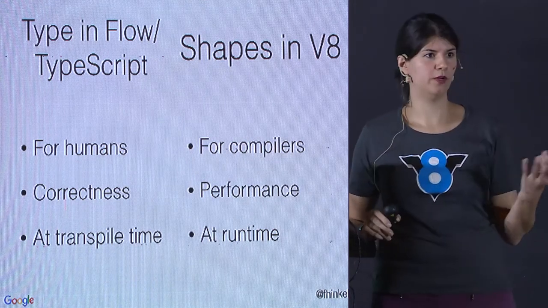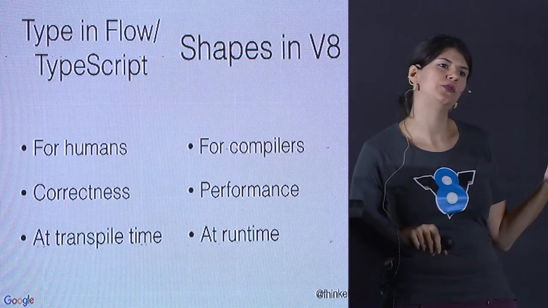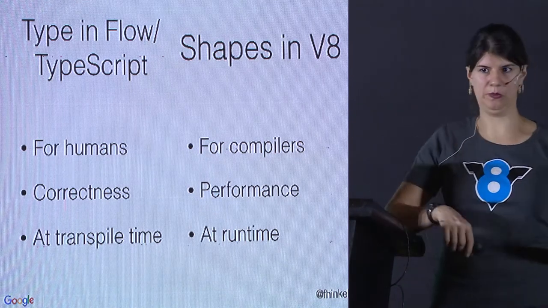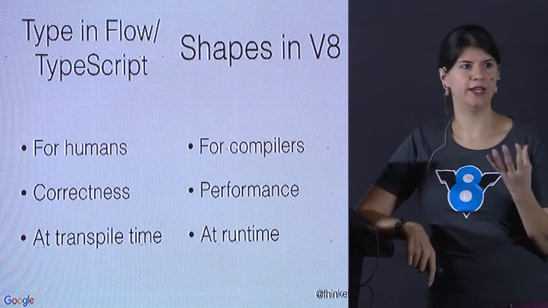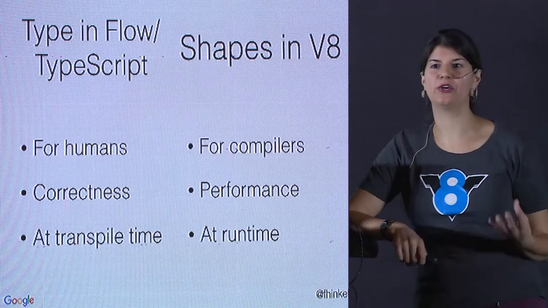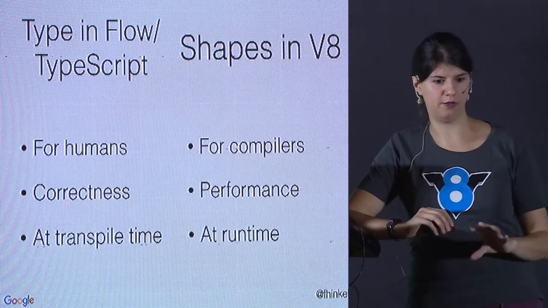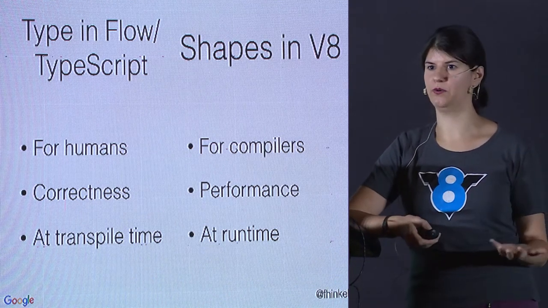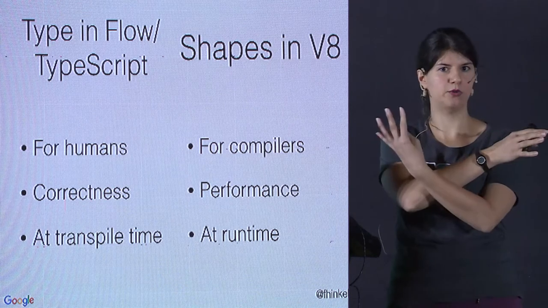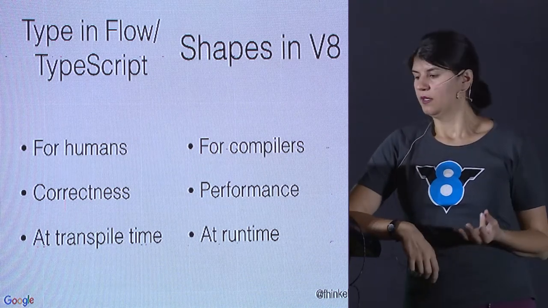In tools like Flow or TypeScript, where you typify your parameters, you do that for humans. It makes the code more readable. It makes your IDE be magic and help you a ton. It makes it easier to catch bugs early, but it's all for the developer. And it helps you with correctness of your code. You notice if you switch the order of parameters or something, because you can't even compile it then.